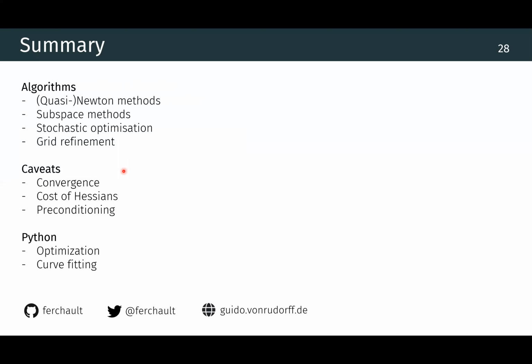We talked about the typical problems that you might see, so how to properly converge something, the fact that Hessians are expensive, and that there are numerical issues in the way how you deal with the problem. And lastly, we had looked at how things work in Python, so how to do both regular minimization and curve fitting with SciPy in Python.